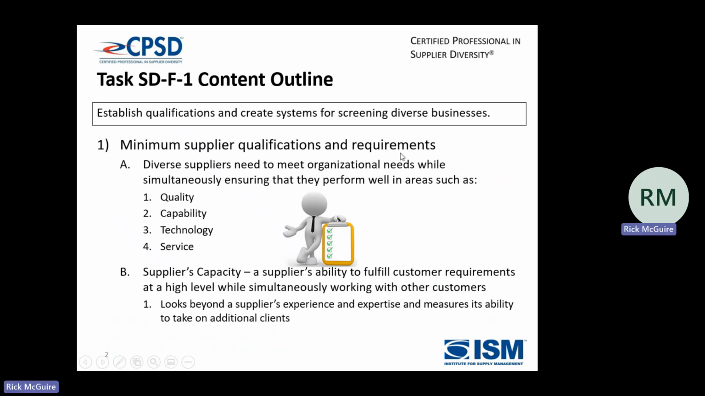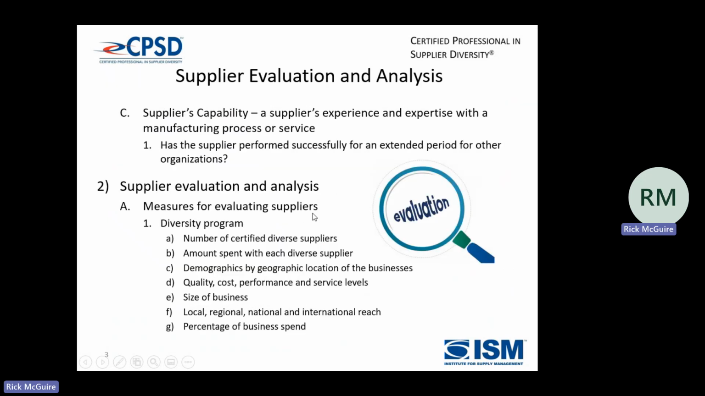Minimum supplier qualifications and requirements. Diverse suppliers need to meet organizational needs while simultaneously ensuring that they perform well in areas such as quality, capability, technology, and service. Supplier capacity is a supplier's ability to fulfill customer requirements at a high level while simultaneously working with other customers. It looks beyond a supplier's experience and expertise and measures its ability to take on additional clients. Do you have room for more capacity?